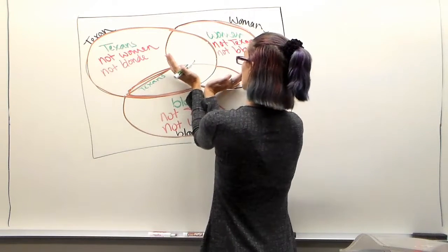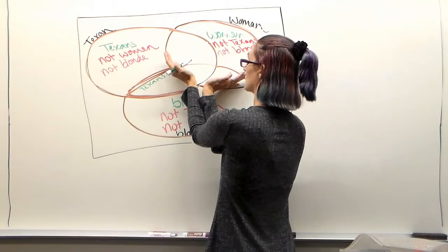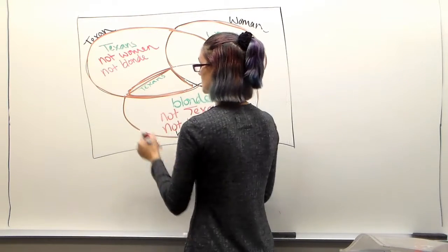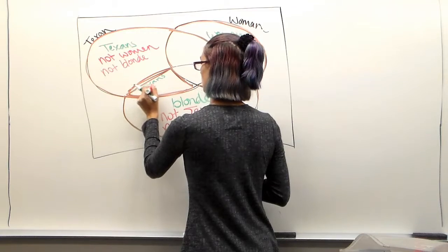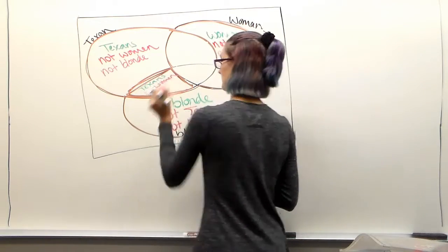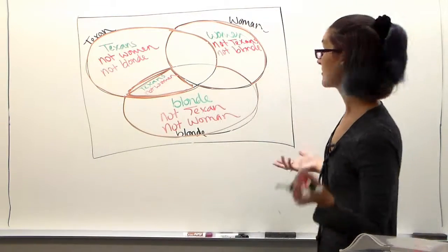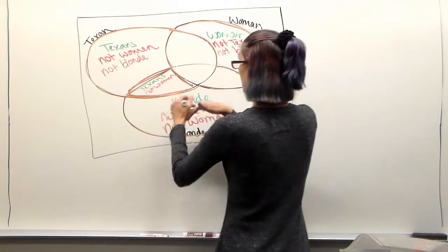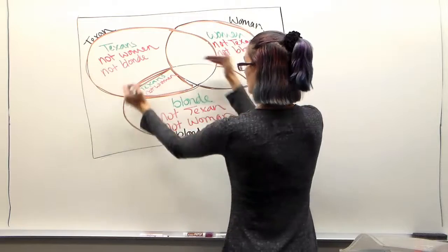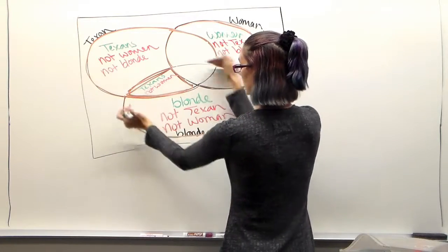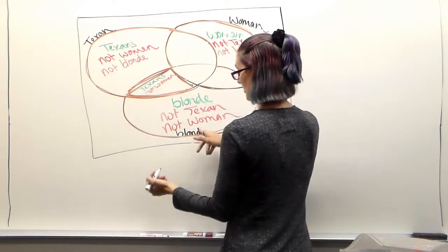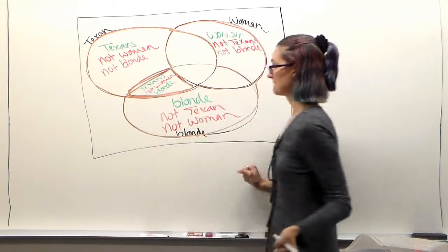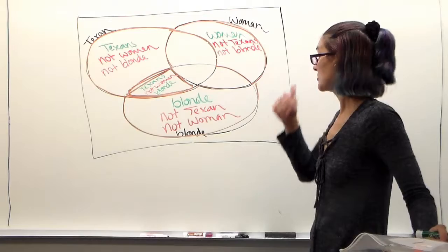Are they women? Women's circle is inside there. That area is not part of the women's circle, so they are not women. Notice I'm doing green for yes and red for no, if you want my color coding, while I'm switching colors. And then, are they in the blonde circle? The blonde circle's all here. Yes, they are. They're inside that circle, so they are blonde. So that is a Texas blonde who's not a woman.